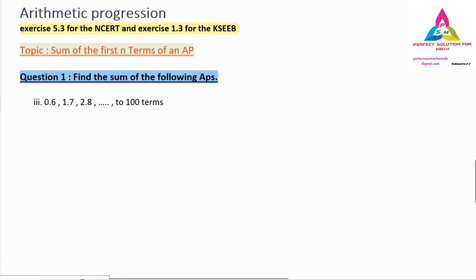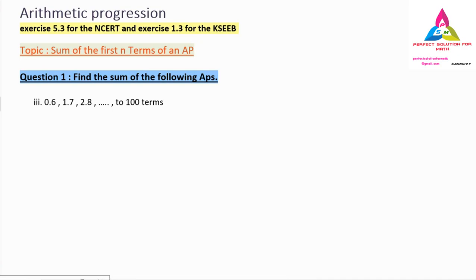Coming to the first and third question, here again we have a little change. The numbers are fraction values. The first one was simple, the second one had a negative symbol, and the third question has fraction values. How to solve this? The same method we have to follow once again.